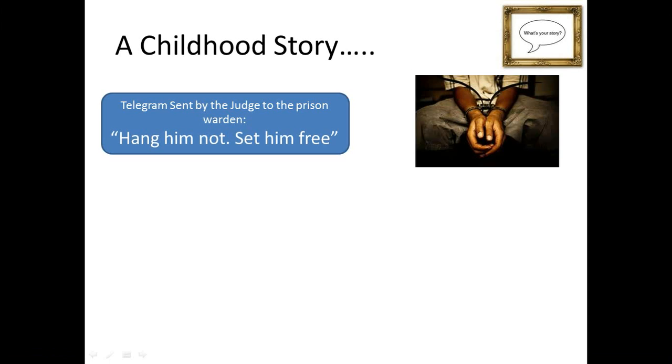Okay, he sent a mail, he sent a telegram in those days. I'm talking about some 30 years back. "Hang him not, full stop, set him free." That was the message sent by the judge to the prison warden.